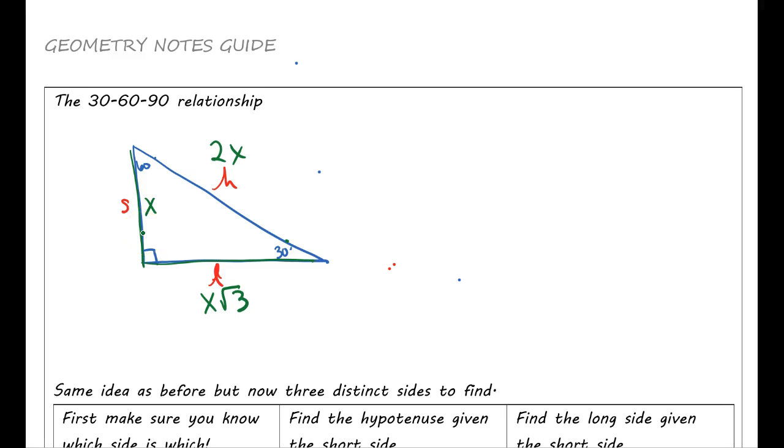So notice this is very different from the 45, 45, 90, and it should be because these are not the same length anymore, so it kind of skews all the other stuff up. But there's still a relationship between these three, and it works every time, so it's kind of awesome.